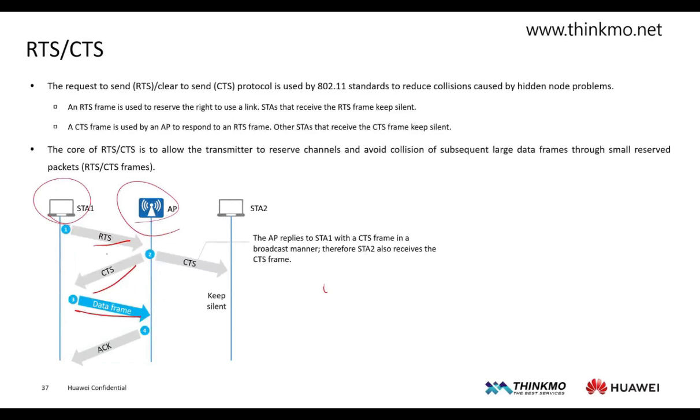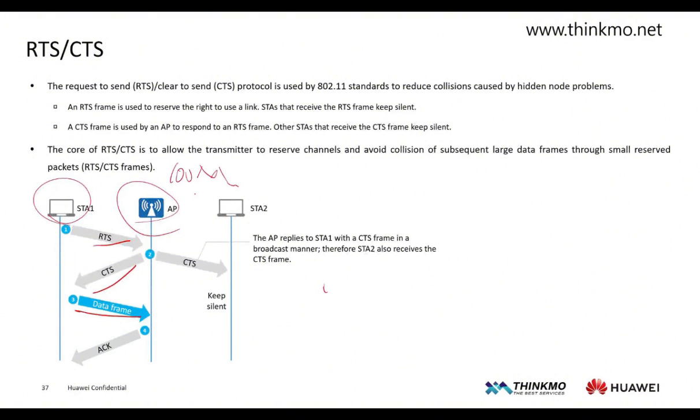It itself is a small data frame, which reduces the chance of collisions. However, there is a special point here. Who will send the RTS request first and who will send it later? If two devices send this request simultaneously, competition will occur, which will waste channel and bandwidth resources, leading to bandwidth loss issues. For example, suppose the AP's bandwidth is 100 megabits.